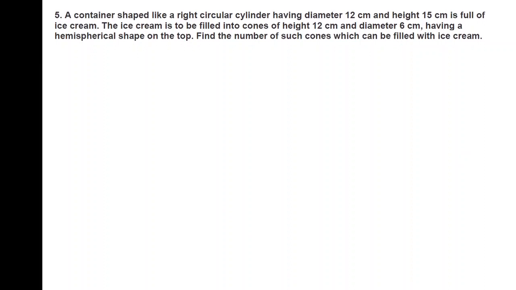Question number 5. Here you have a container shaped like a right circular cylinder having a diameter 12 centimeter and height 15 centimeter, is full of ice cream. The ice cream is to be filled into cones of height 12 centimeter and diameter 6 centimeter, having a hemispherical shape on the top. So there are two things. One is a cylinder whose dimensions are diameter 12 and height 15 cm. We will write that.